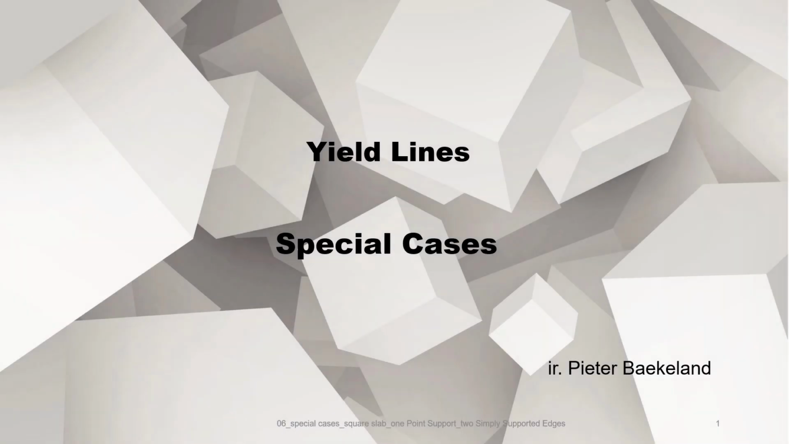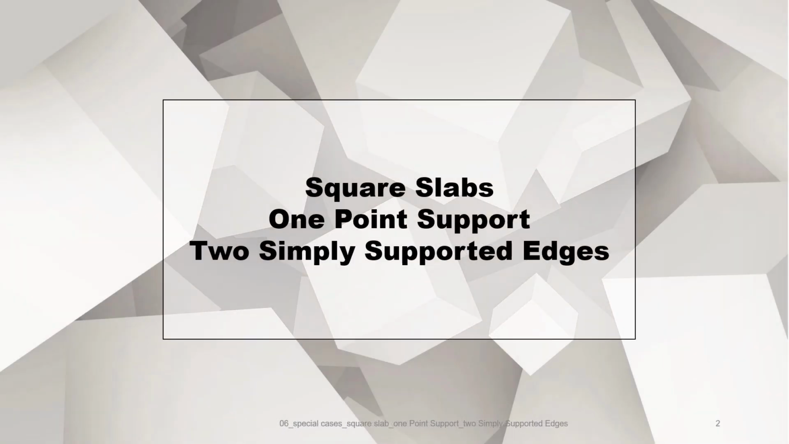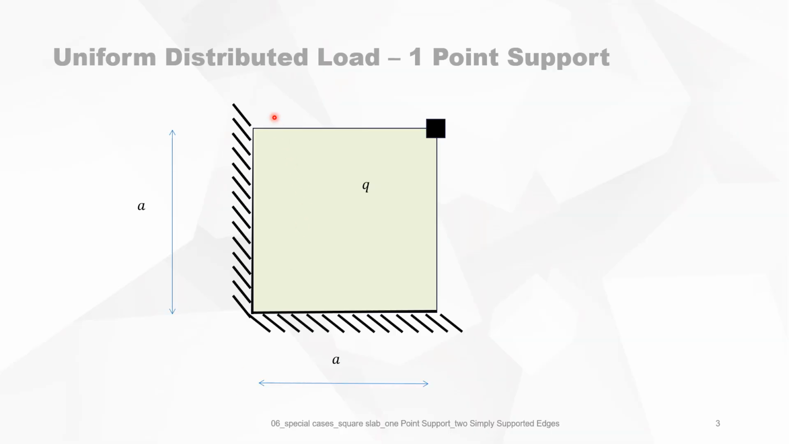Yield lines, special cases. This video deals with square slabs with one point support and two simply supported edges. This is a rectangular slab with one point support and two adjacent edges that are simply supported. It's loaded by a uniformly distributed load q.